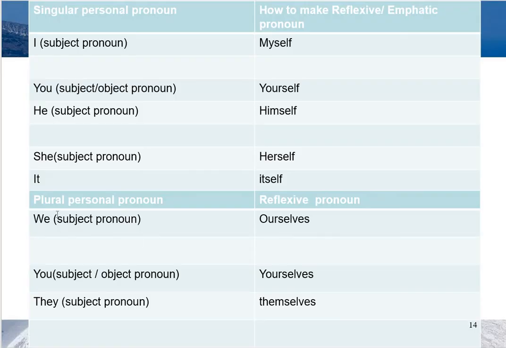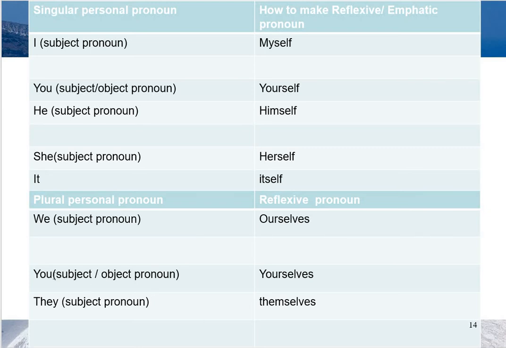Okay. How to make a reflexive and emphatic pronoun? Before starting these types, first of all, we should understand how to make them. I is changed into myself. You, if it is singular, it is changed into yourself. He, if it is he, himself. She, herself. It, itself. We, ourselves.